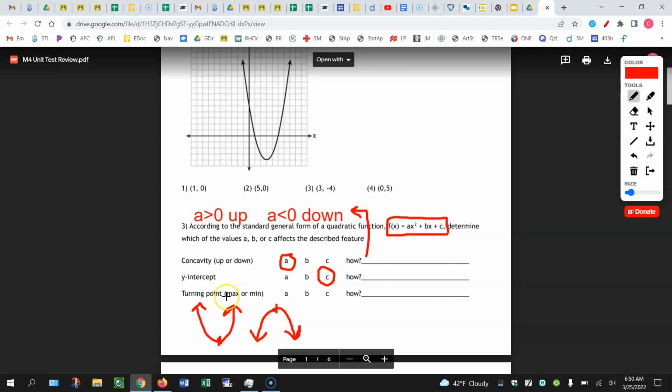So for the turning point, we're just going to be looking at A for the vertex to figure out if it's a maximum or a minimum. And it's going to be very similar to what we just saw above. If A is greater than 0, that means it opens up, so it's going to be a minimum. And if A is less than 0, that means it opens down and it's going to be a maximum. So here's the picture for it's opening up, and this point is a minimum. Here, the parabola is opening down, and this point that I circled is a maximum. All right, I hope that was helpful for questions 1, 2, and 3.